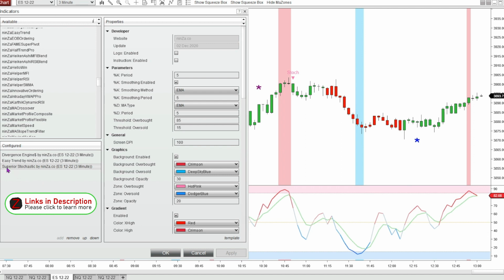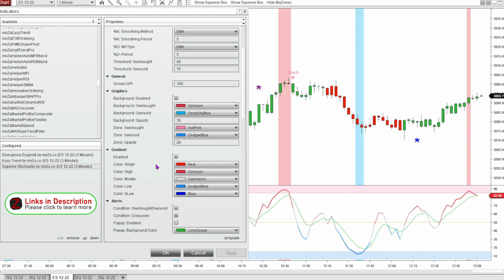For this system, I've got the superior stochastic loaded. I'll give you some special settings that I like to use, although I definitely encourage you to play around and find some settings that you might like even better. But basically, I'll put a 5 for the K period, a 5 for the smoothing, and a 5 for the D period. And then I'm going to raise the traditional overbought and oversold levels to 85 and then down to 15. Usually they're at 80 and 20. That's just going to make it so it's only displaying extra strong signals. Everything else I've left the same.